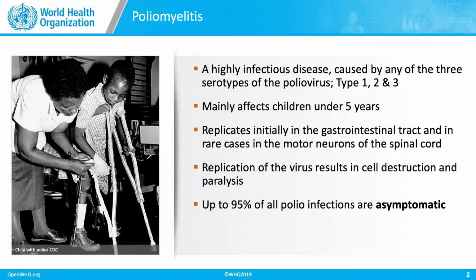The virus replicates in the gastrointestinal tract and in rare cases in the motor neurons of the spinal cord. This replication of the virus results in cell destruction and paralysis. However, up to 95% of infected individuals will be asymptomatic. This means, although being infected with the virus, they will not demonstrate any signs or symptoms.